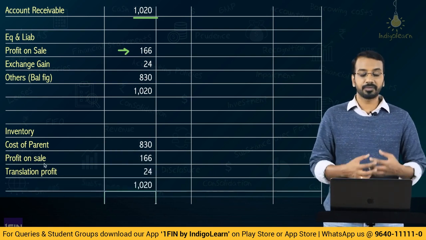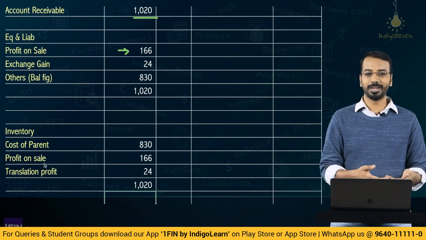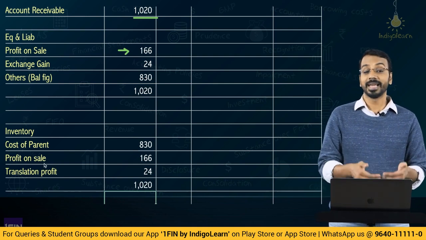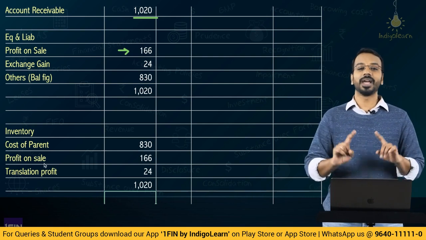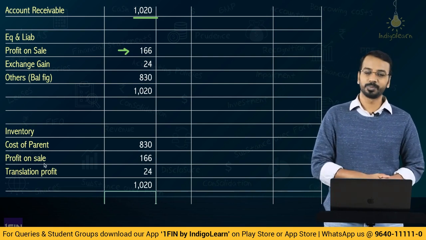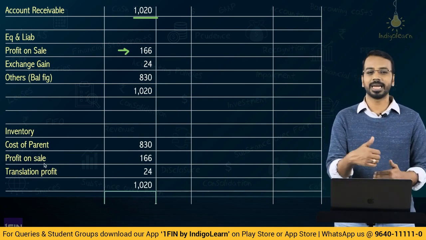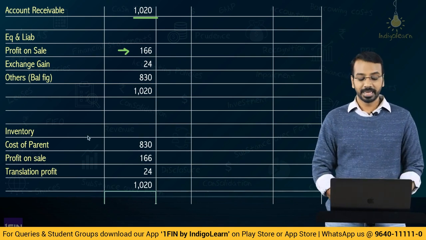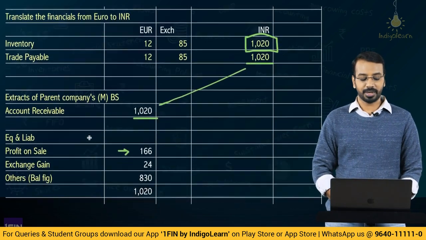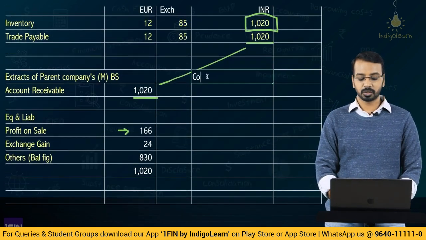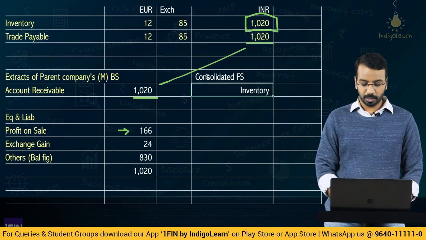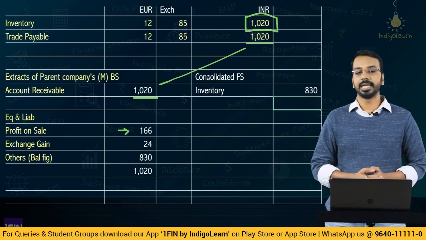Now, this 1020 of inventory has to be brought down to what value? To lower of cost and net realizable value of the entire group. What is the cost to the group? Cost to the group is 830. What is the net realizable value? We don't have it, so we can assume that it will be higher than the cost. So, when you prepare the consolidated financial statement, you have inventory. Now, this inventory will not be valued at 1020, it will be valued at cost 830.